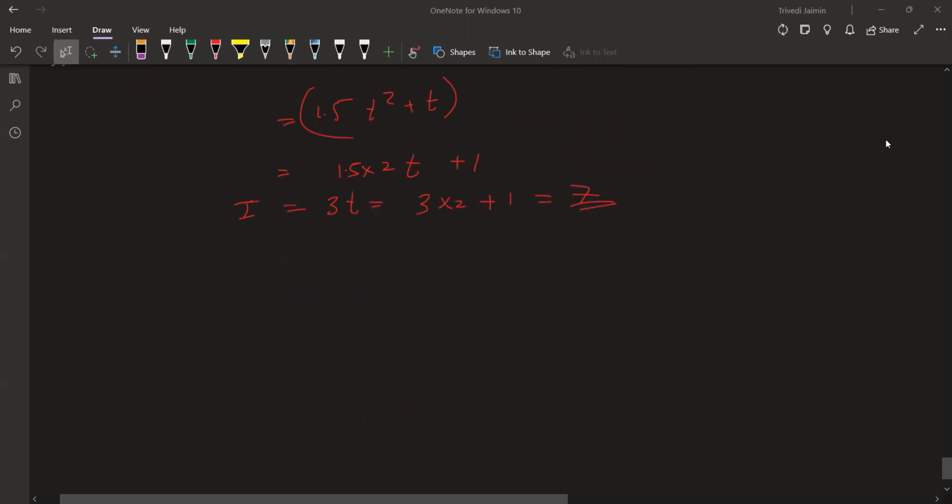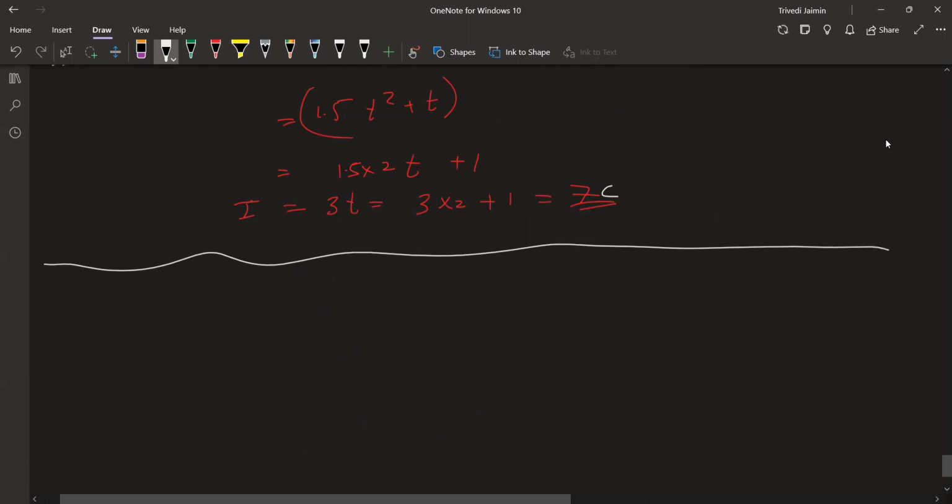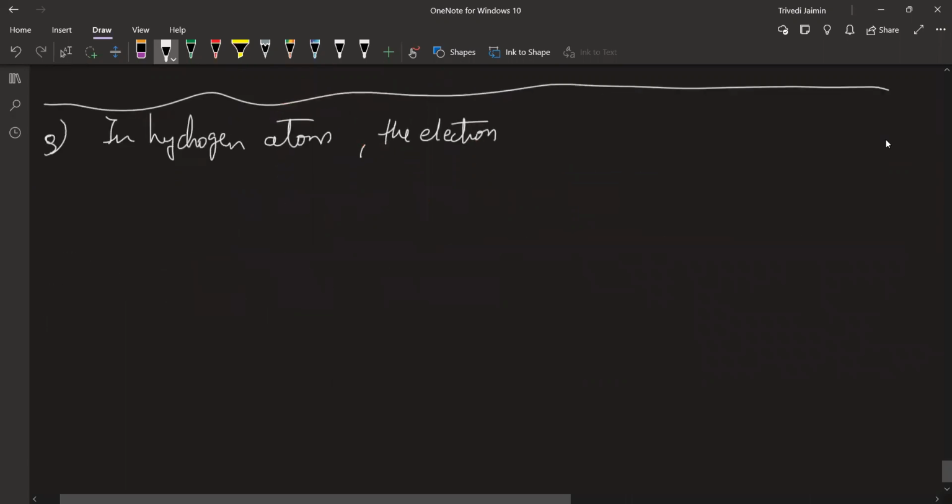Okay. Yeah, units. This question will solve. In hydrogen atom. Okay, by the way, have we done this one? Let's see. No problem.